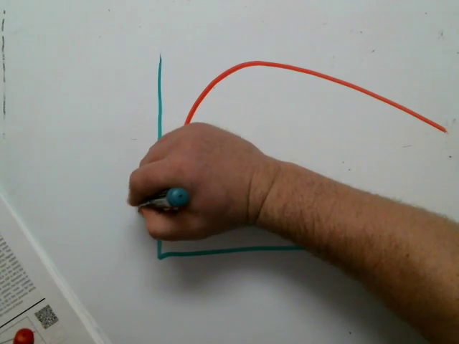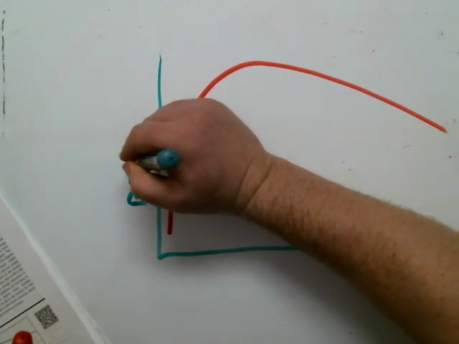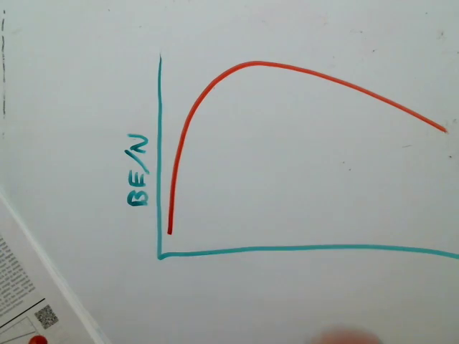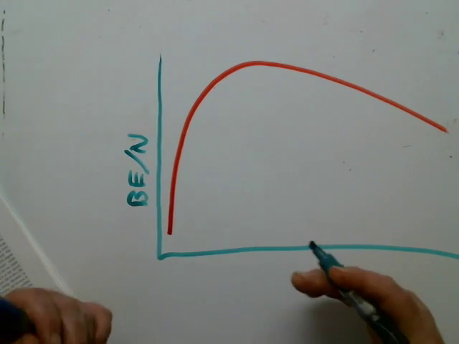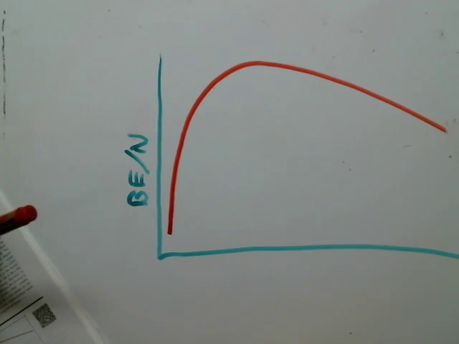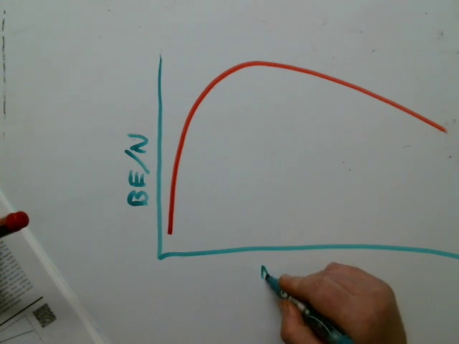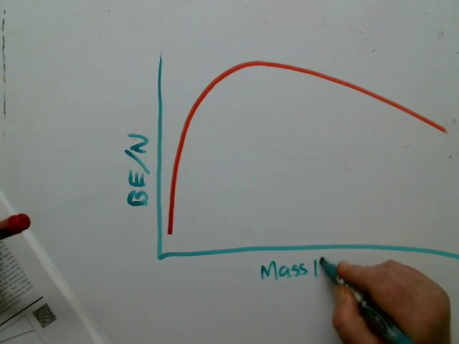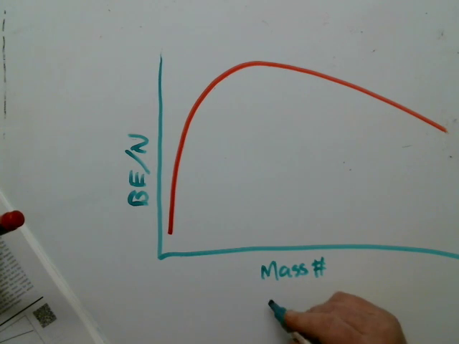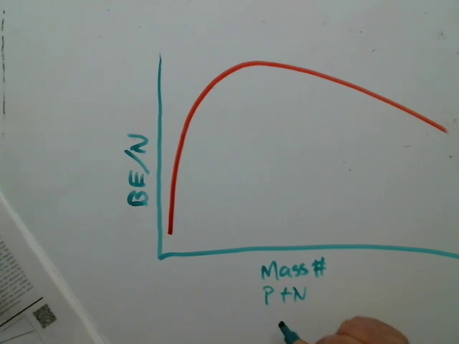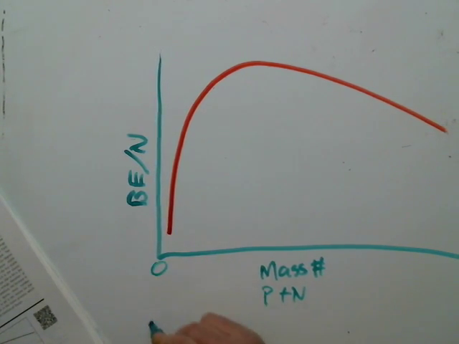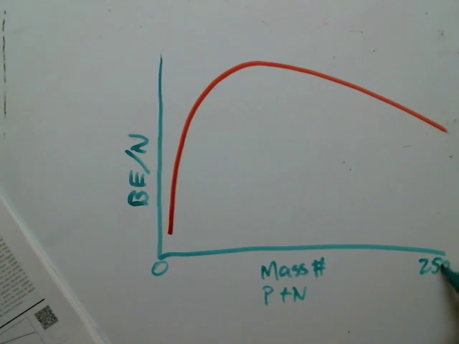So now I'm going to put an axis here. And here's binding energy per nucleon, which means binding energy per neutron and proton, however many there were. And then this is the mass number. So this is the total number of protons and neutrons. And I come way down here, and here's 0. And I'm going to come way, way over here, and I'm going to put 250. So if I had 92 uranium-235, it would be way over here.